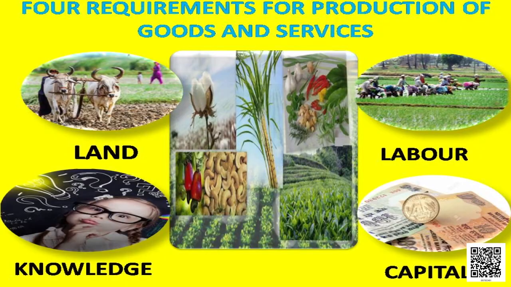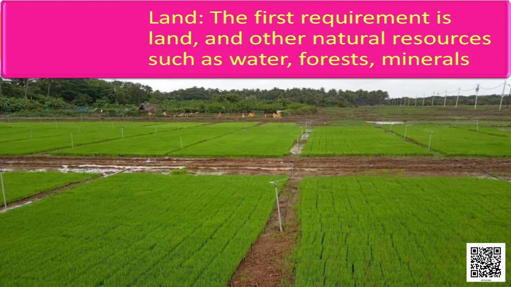See here, again in a pictorial form, I have already given the 4 requirements for production of goods and services. One is land, then labor, then knowledge and capital. These are the basic things which you must need whatever you are going to produce, okay? Maybe in a different form, but definitely you need them, okay? Now see here, I said land. The first requirement is land and other natural resources such as water, forest and minerals. These are very natural inputs, or you can say natural resources.